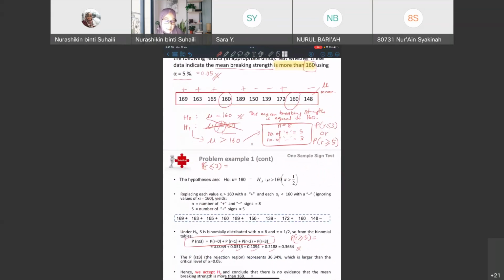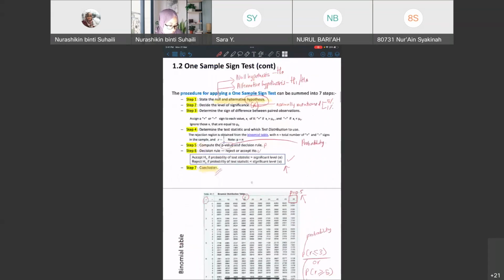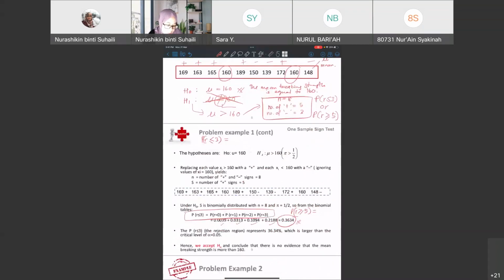Okay. So this value is the value that you will get after you solve step number 4. And that is actually at step 4 and 5, because that's the p value, probability. So after step 5, you get the p value, and then you decide the decision in step 6. Okay, so now your value here is 0.3634, and you want to compare with your alpha value, which is 0.05.